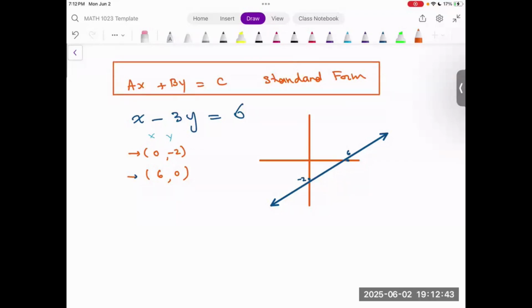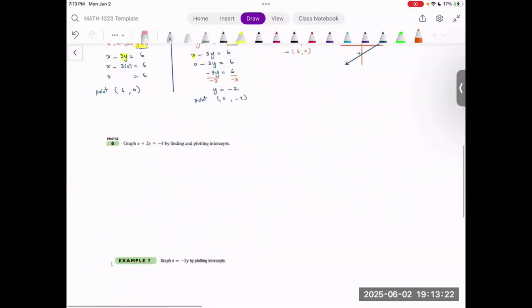What is the best way to graph a linear equation in standard form? How do you graph it, guys? We know it's a line, but how do you get to the line? By looking at the x-intercept and the y-intercept. Is it a lot of work, the last method that I did? Not at all. It's really straightforward. You got it? All right, so that's the first application.